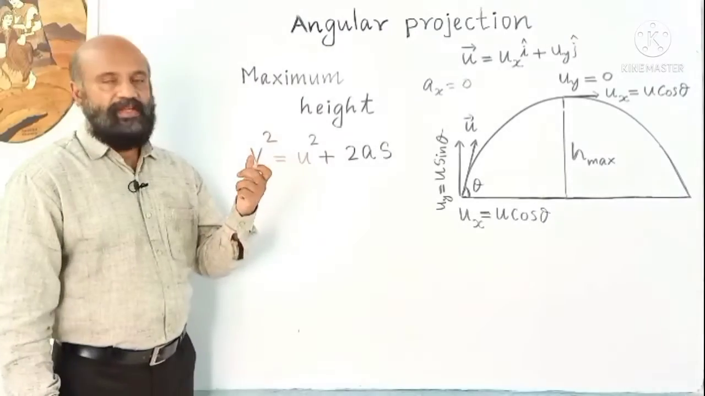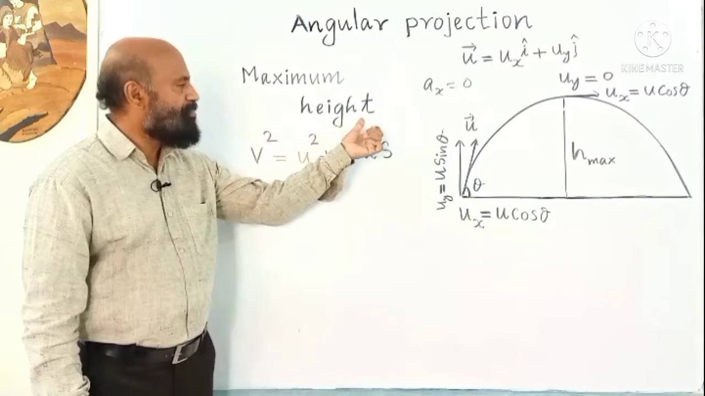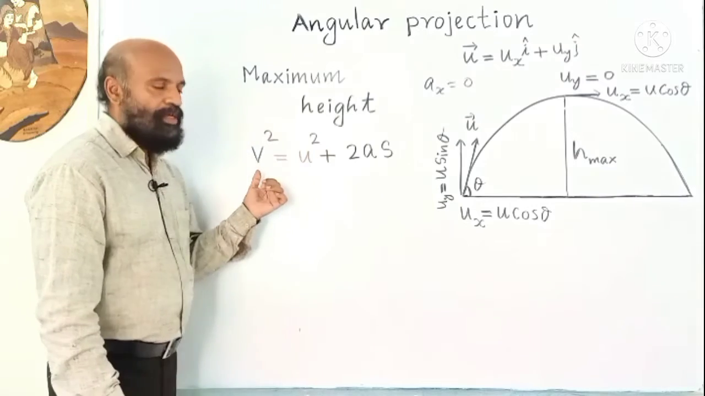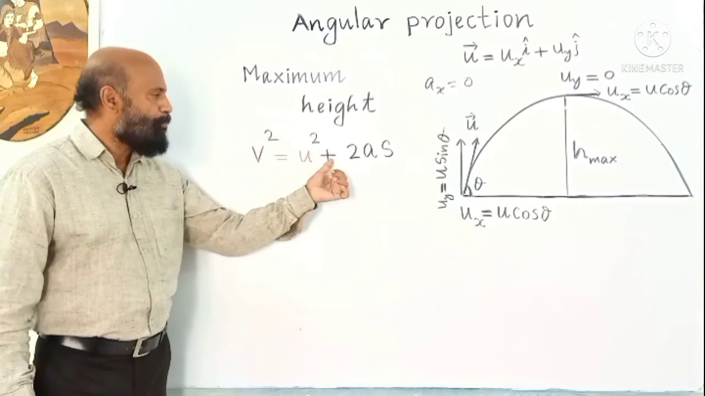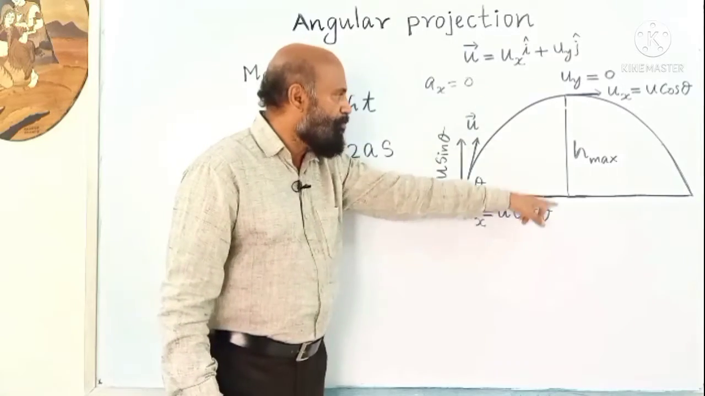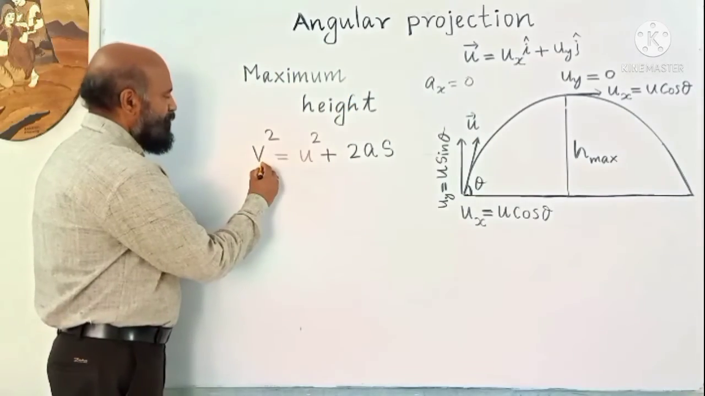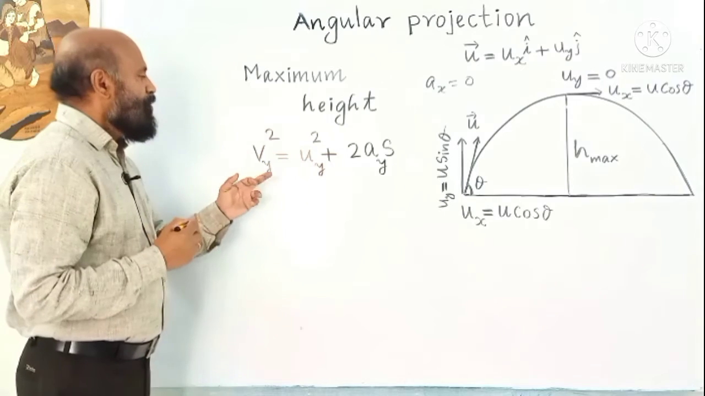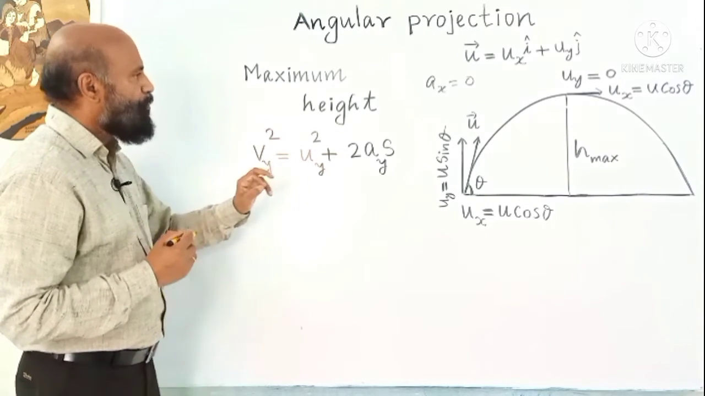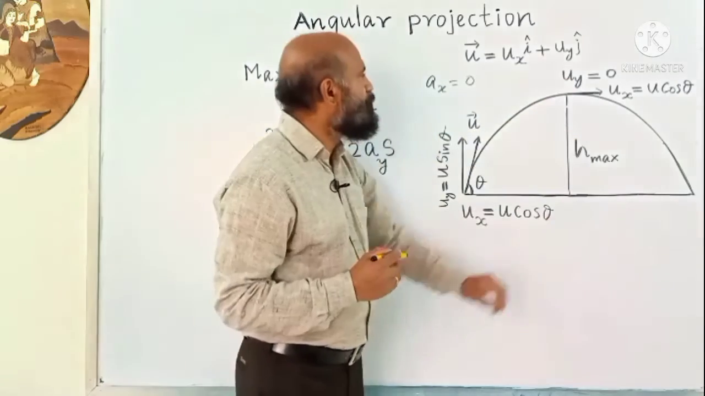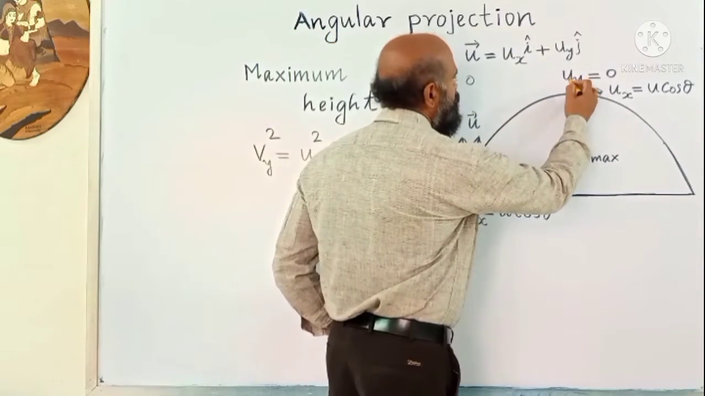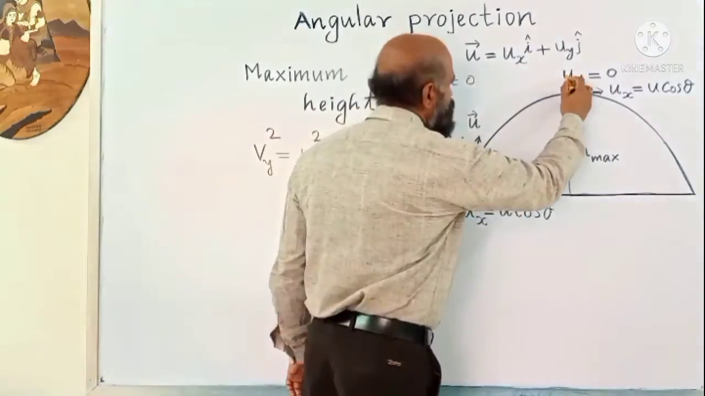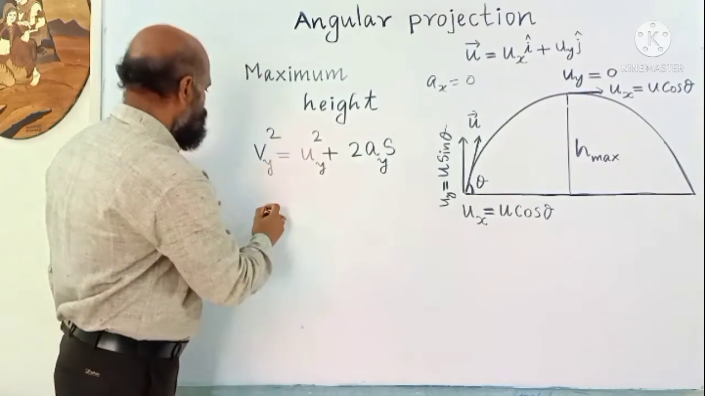Now let us derive an expression for maximum height reached in the case of angular projection. Equation of motion is v square is equal to u square plus 2as. Since vertical motion, we can write vy, uy, ay. When it is reaching the maximum height, velocity will become 0. So vy will become 0 here.